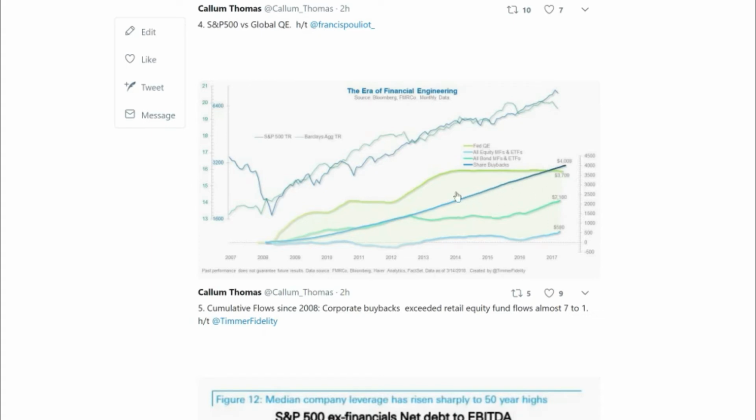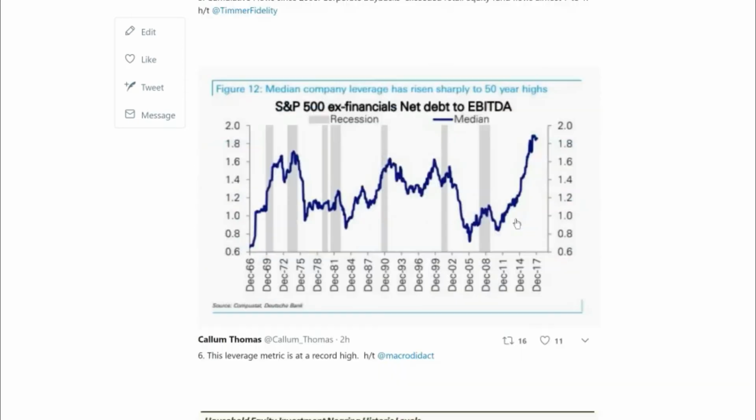you've got a few lines over here, and these are cumulative flows. So Fed QE, share buybacks, all bond flows, and all equity flows, mutual funds and ETFs. So yeah, interesting chart. I've mentioned there that corporate buybacks exceeded retail fund flows almost 7-to-1, which is an interesting statistic. But buybacks are basically dividends in disguise. So I don't know whether there's certainly an impact of full force on the market, but I don't know if it's strictly apples for apples, but quite an interesting chart nonetheless.